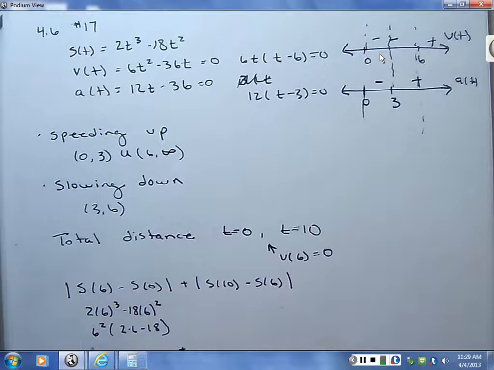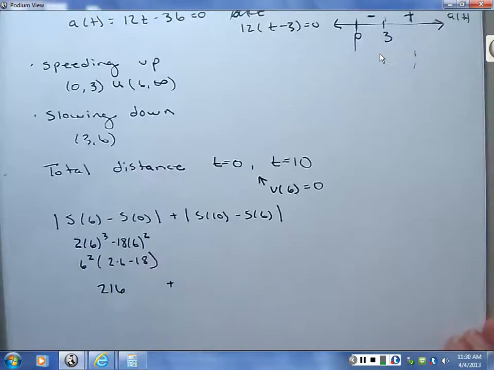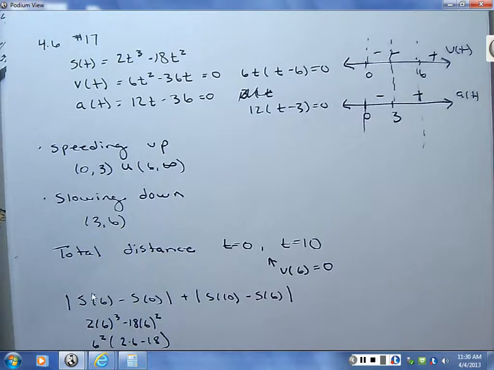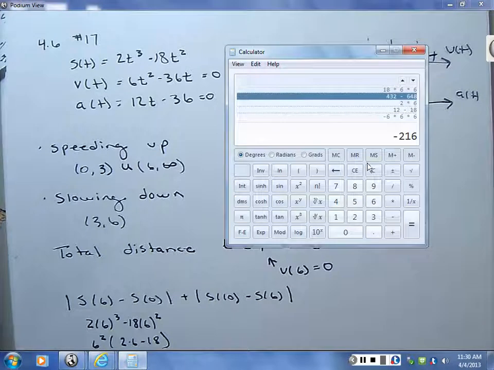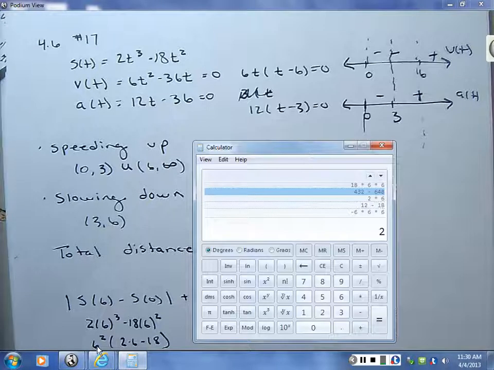plus s of 10 minus s of 6, and I know s of 6 is 216, so s of 10 would be 10 squared, which is 100, times 2 times 10, which is 20, minus 18, which is 2, so it would be 200.